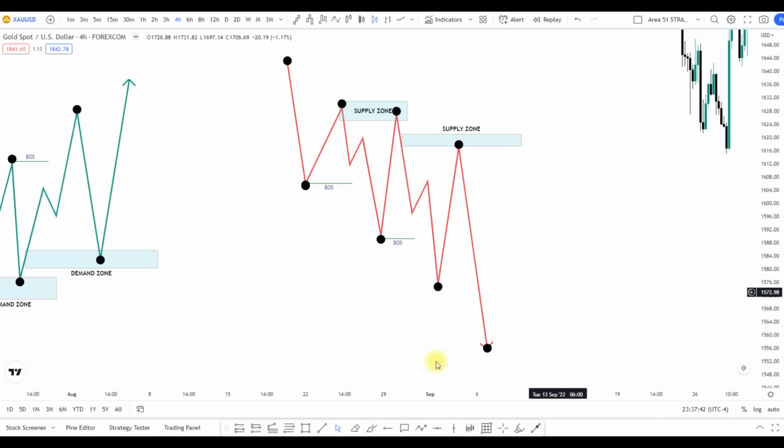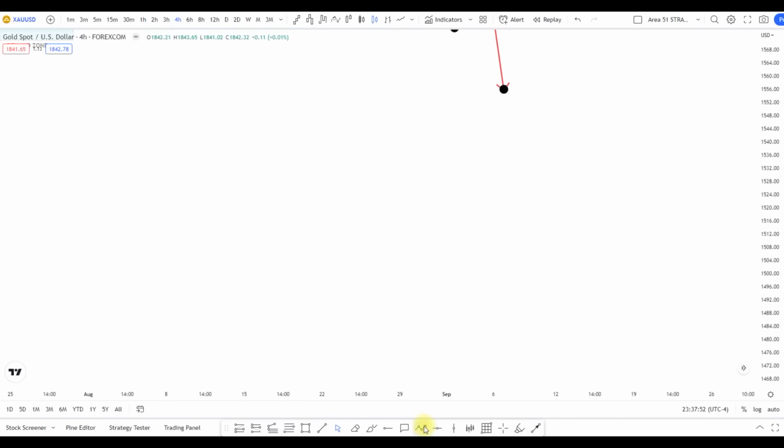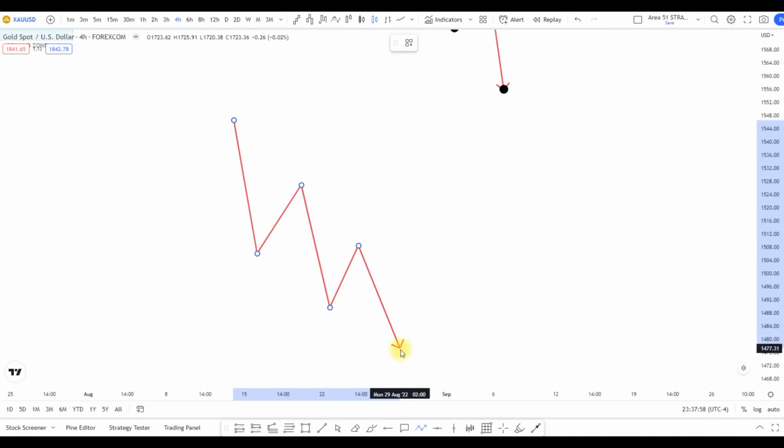You got this, guys. All right, there's another supply and demand here. Okay, there's something called flip supply and demand. So the flip supply and demand is, let me show you guys how it looks. Let's say the price was creating lower highs, lower lows. Okay, so where's your last supply? Let me just mark it here.